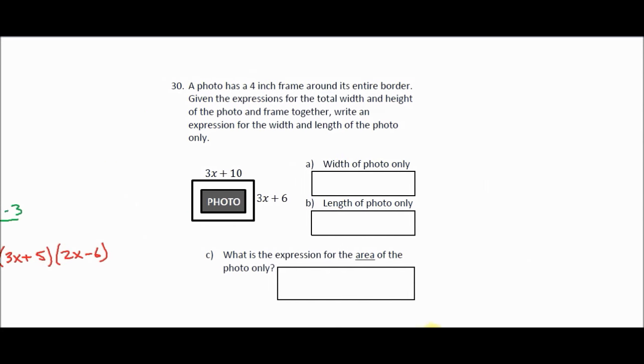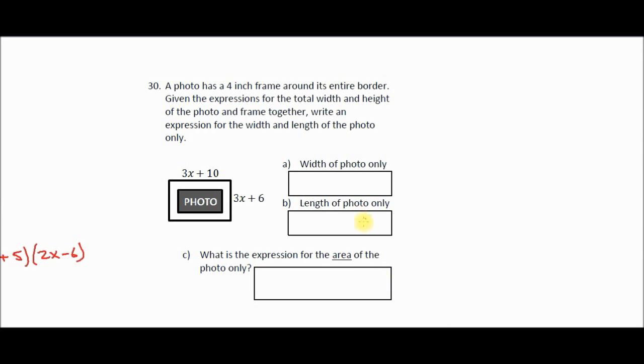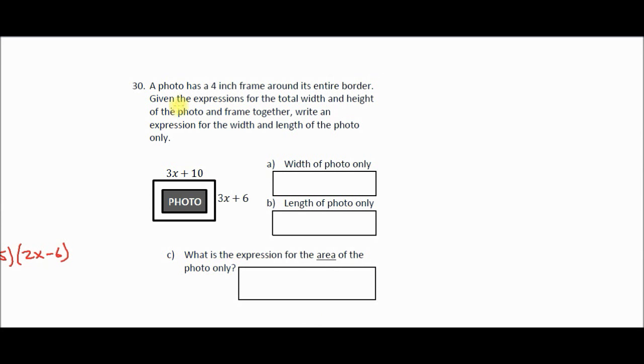Question number 30 is just a repeat of that, just a little different numbers, a little different story. A photo has a 4-inch frame around its entire border. Okay, that means, class, this is 4 inches all the way around. I'm going to try to write in there 4 and a 4 and a 4 and a 4. Given the expressions for the total width and height of the photo and frame together, write an expression for the width and length of the photo only. So let's go ahead and call this length. Let's call this width.